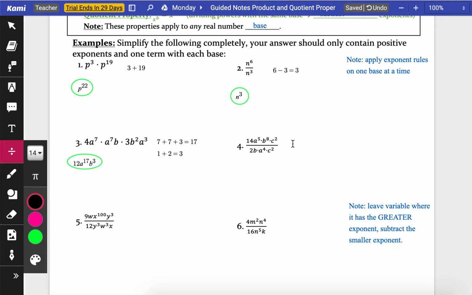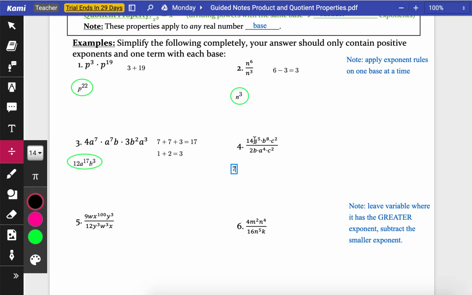Number 4, this can start getting a little more complex, or at least looking a little more complex, but the same thing applies. We're going to look at the coefficients first, then we're going to look at the a's, then the b's, then the c's. So looking at the coefficients first, I'm just going to simplify or divide 14 by 2. And we can actually just divide that. 14 divided by 2 is 7.